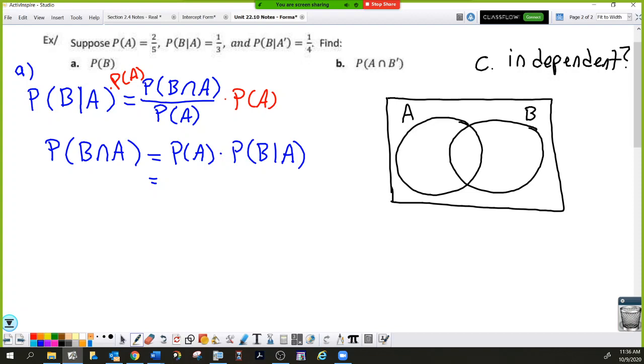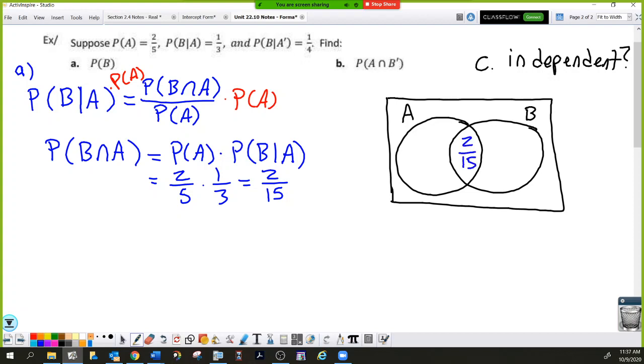Okay, we know the probability of A. The probability of A was given to us. It's 2/5. And we know the probability of B given A. It was given to us. It's 1/3. That means the probability of the intersection is 2 out of 15. And because I don't do very well with set theory, I put that information in my Venn diagram because it helps me keep that organized.